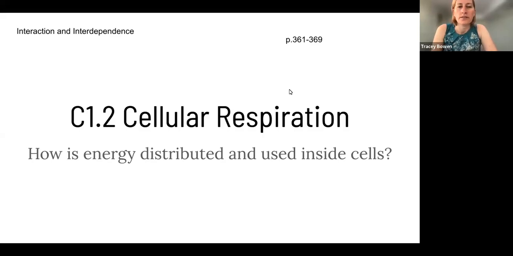Hey all, so today we're going to be talking about C1.2, cellular respiration, and we want to be thinking about how energy is distributed and used inside cells. We're going to be looking at pages 361 to 369, and we're trying to think about interaction and interdependence. And so how are the processes connected to one another inside a mitochondria in order to generate ATP.